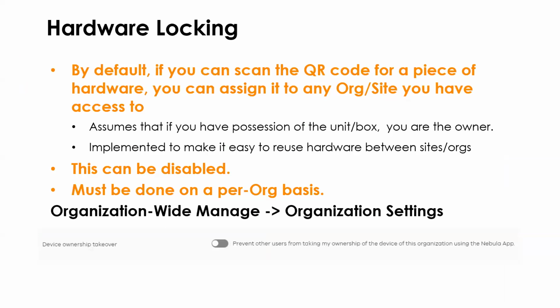So the default way that Nebula works is you scan a QR code found on the box or the belly label of the product, and you assign it to a customer's organization and to a site. And it automatically goes online, downloads its configuration, and everything's good to go from there.